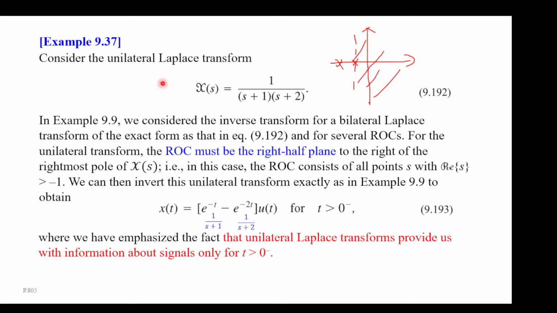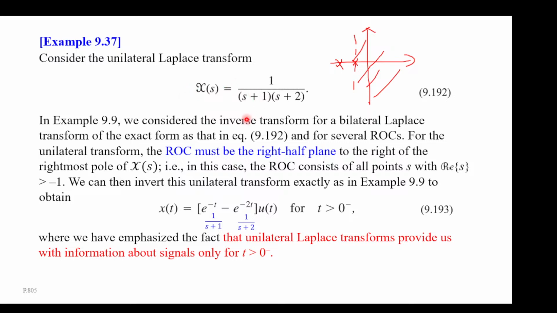Okay, and now we go to the next example. We have the unilateral Laplace transform of a rational function. This is also something we like a lot when we do the bilateral Laplace transform. So big X of s equals 1 over (s plus 1) times (s plus 2). We are given the unilateral Laplace transform here, and we want to get its inverse.